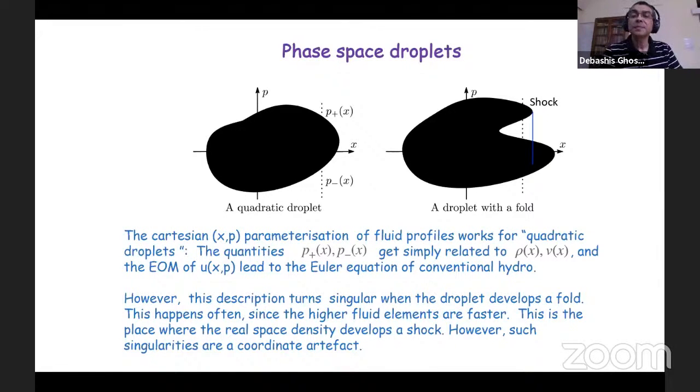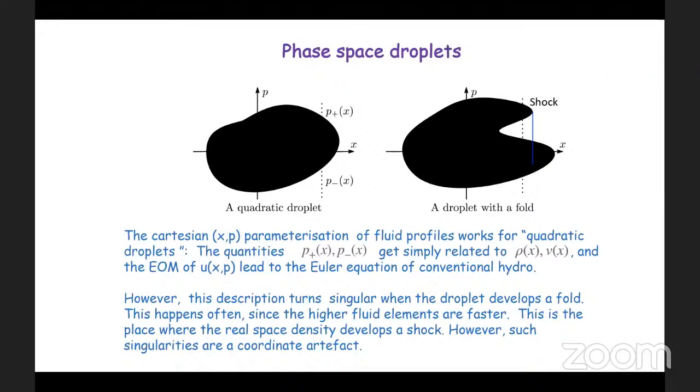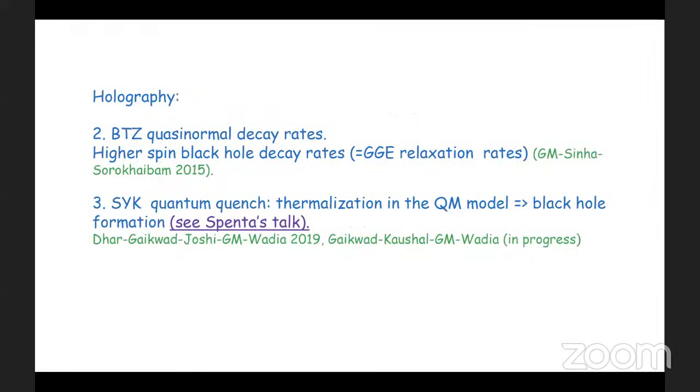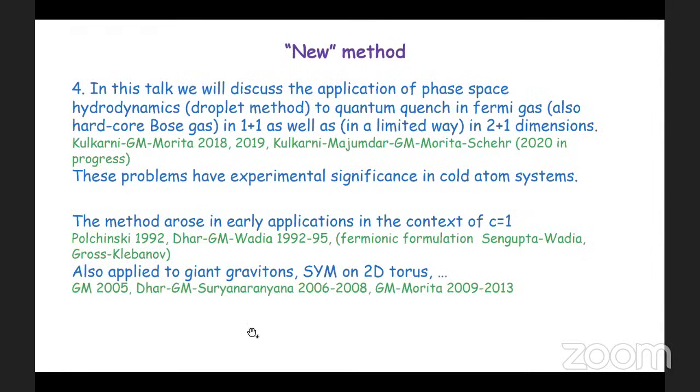Just a very quick question, Gautam. These shocks and these folds that you showed, in the context of string theory, where you have these sort of droplets in LLM type of geometries, and you also have something similar in terms of looking at weakly coupled Yang-Mills. Can this shock be associated in some way with the formation of a black hole or something like that?